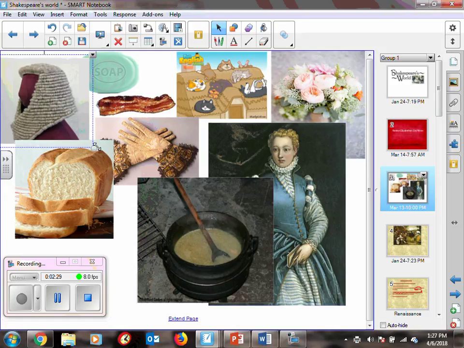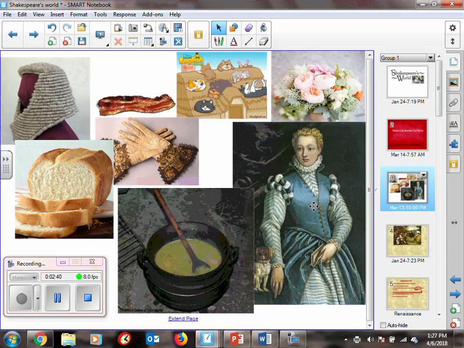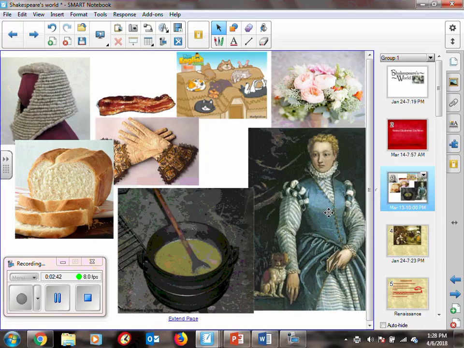Okay. Bread was part of the upper crust in what way? Okay. This is a person's portrait with a dog. What does that have to do with the Elizabethan Era?